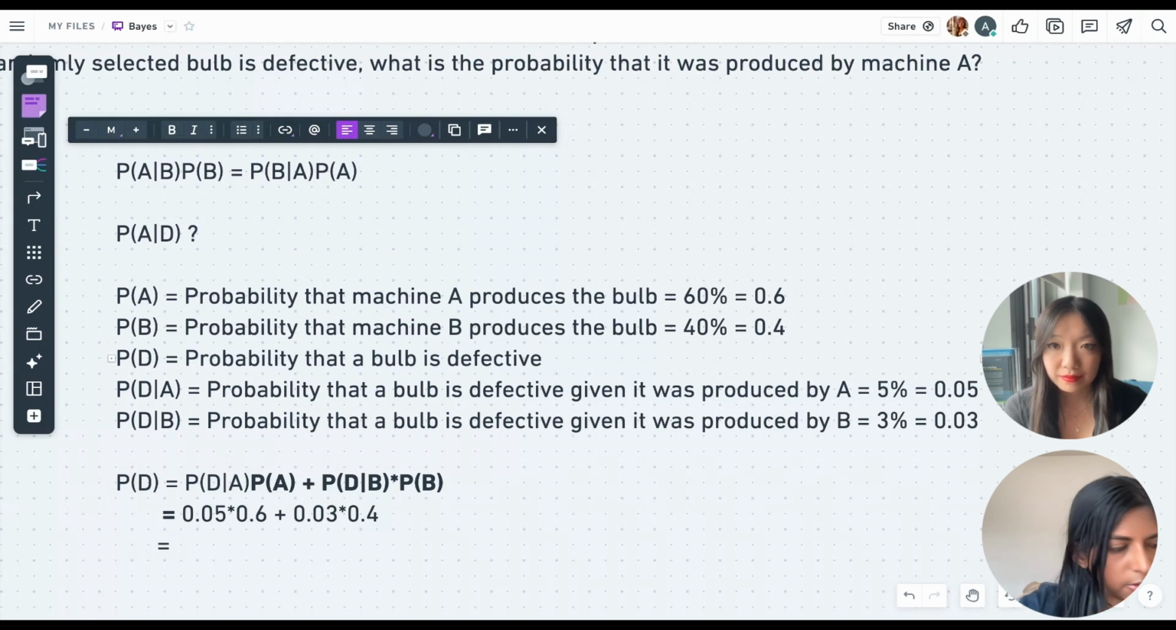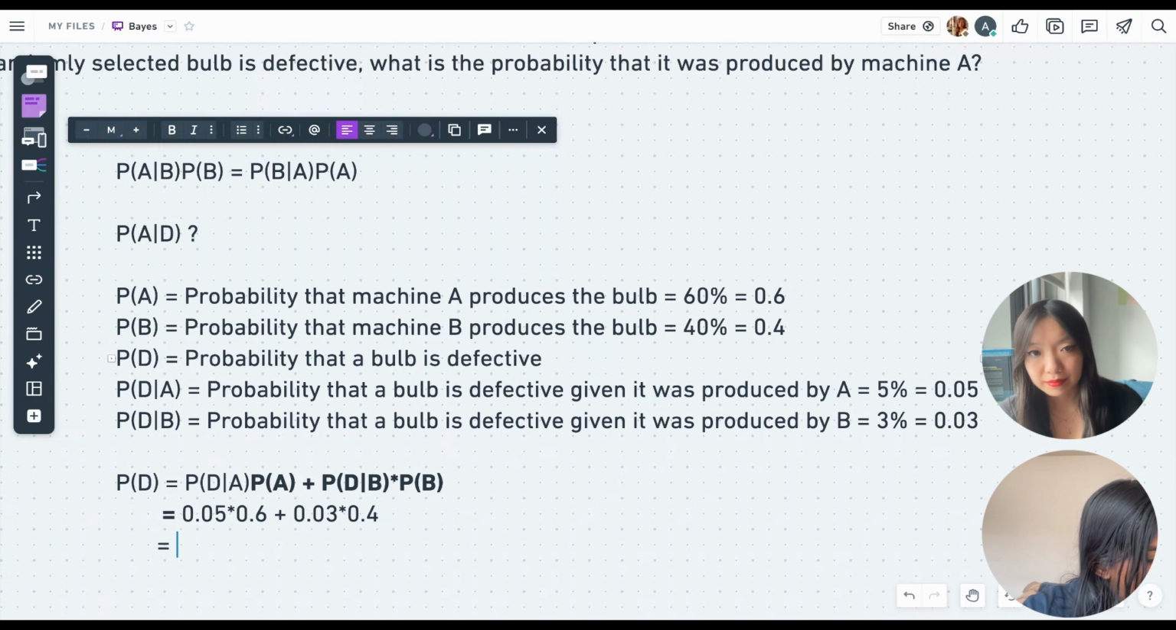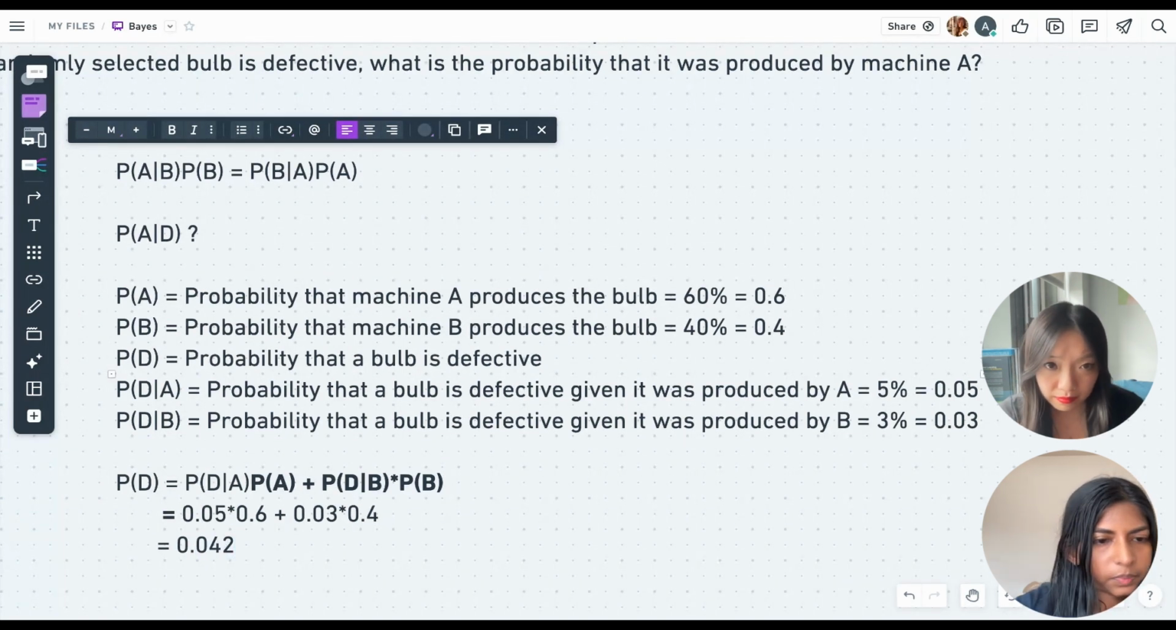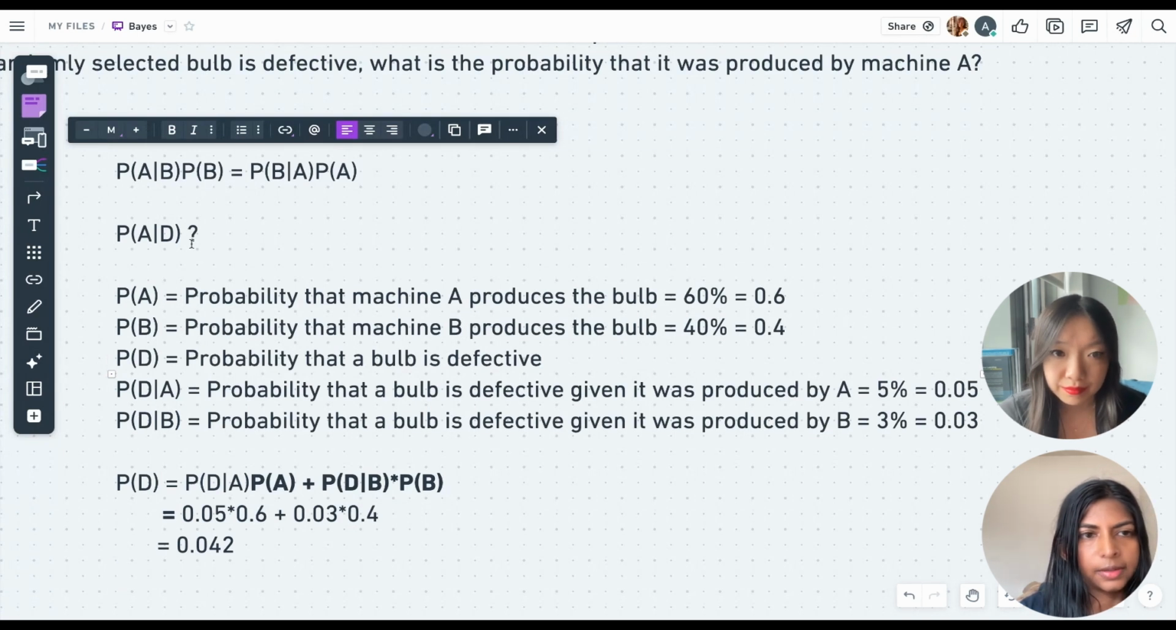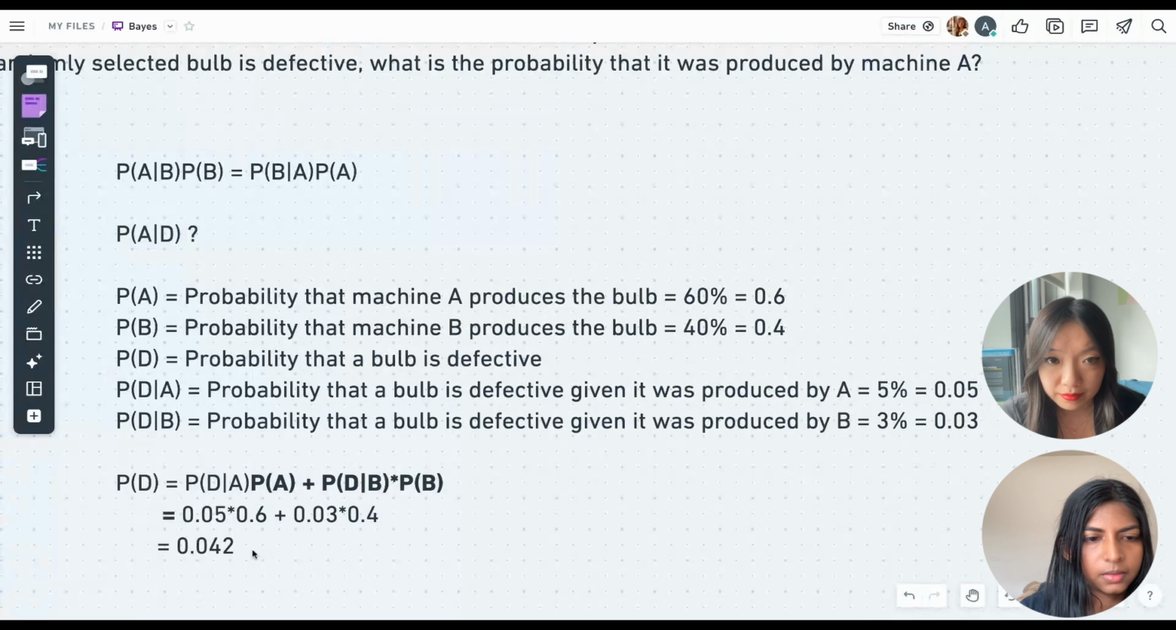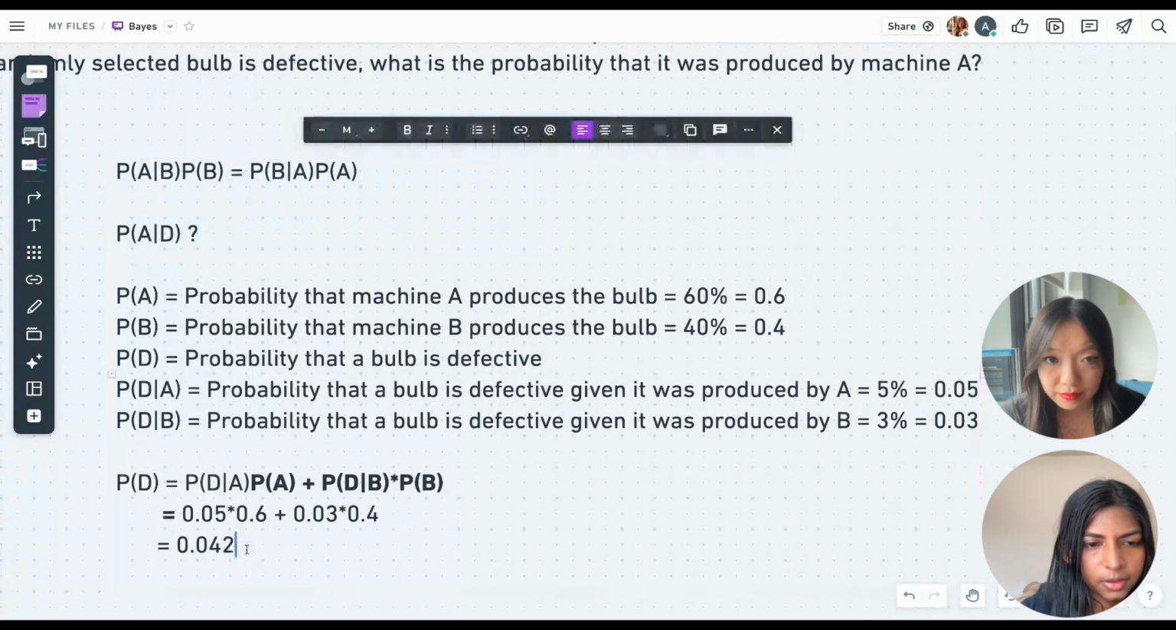And so I'll just use my calculator to calculate this. But so this comes out to be 0.042. So now we have all of the values needed to calculate P(A|D). So I'll just go ahead and do that.